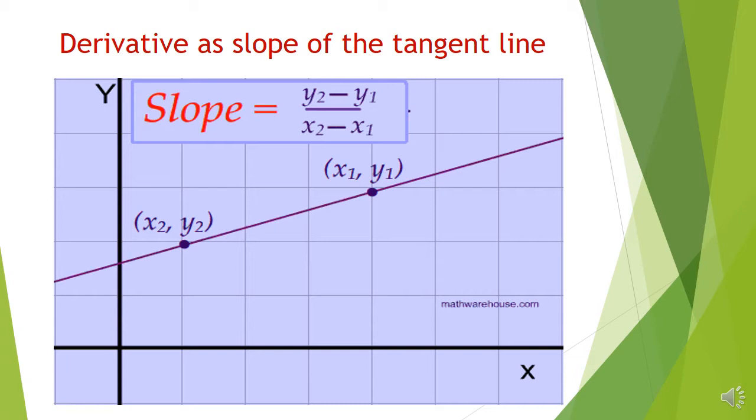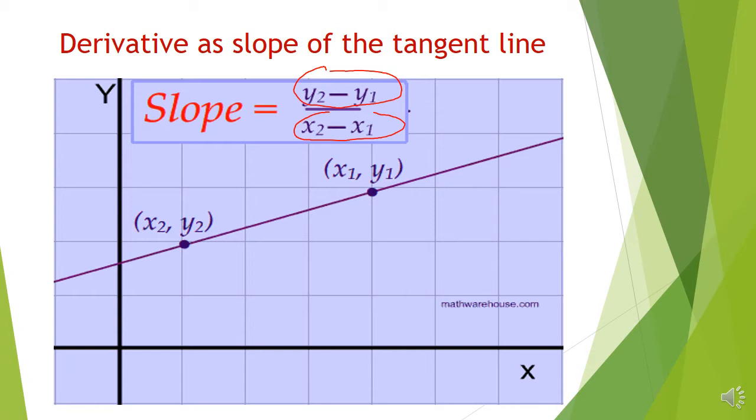So paano kaya na-relate yung ating derivative sa slope ng tangent line? How are they related? Actually, by definition, derivative is referring to the slope of the tangent line or the instantaneous rate of change. So, recalling our slope formula, it's denoted by this one. That's y2 minus y1 over x2 minus x1, commonly known as the rise over run.